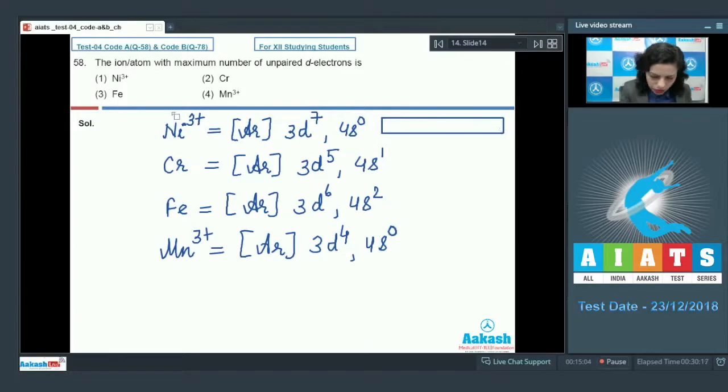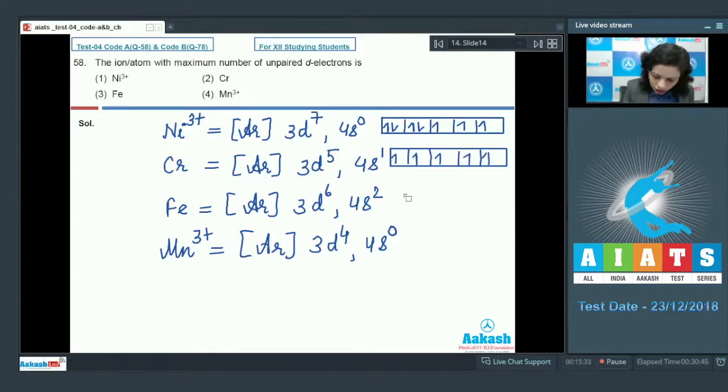So if we talk about the first one, the d electrons are 1, 2, 3, 4, 5, 6 and 7. How many unpaired electrons are there? 3 unpaired electrons. In the next case, let's fill the electrons. 5 electrons are there which are unpaired.